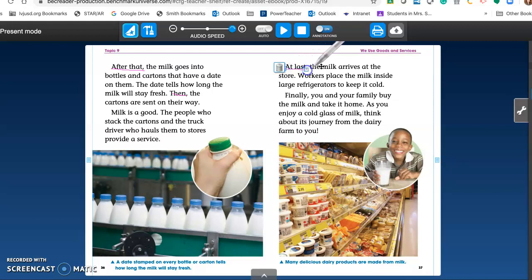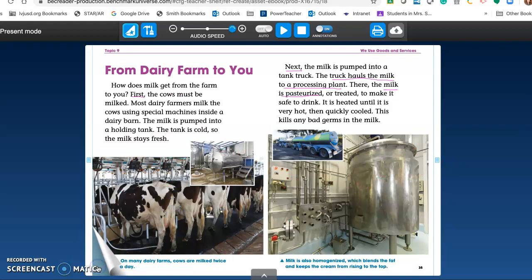I see the word last, which must indicate that that is the last step in the process. Now I can go back and sequence all the steps in the process.